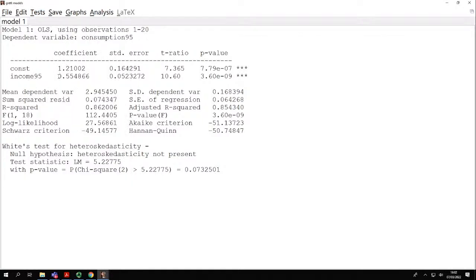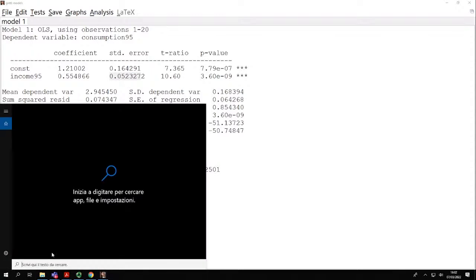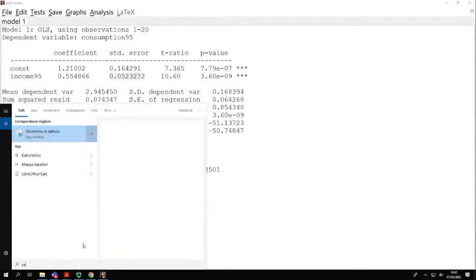You have to compute a t-ratio. You have to compute 0.55, which is beta 2 hat, minus 0.5, which is the value under the null, divided by what? By this number. Let me do it with the calculator, so you can really understand what I'm doing.